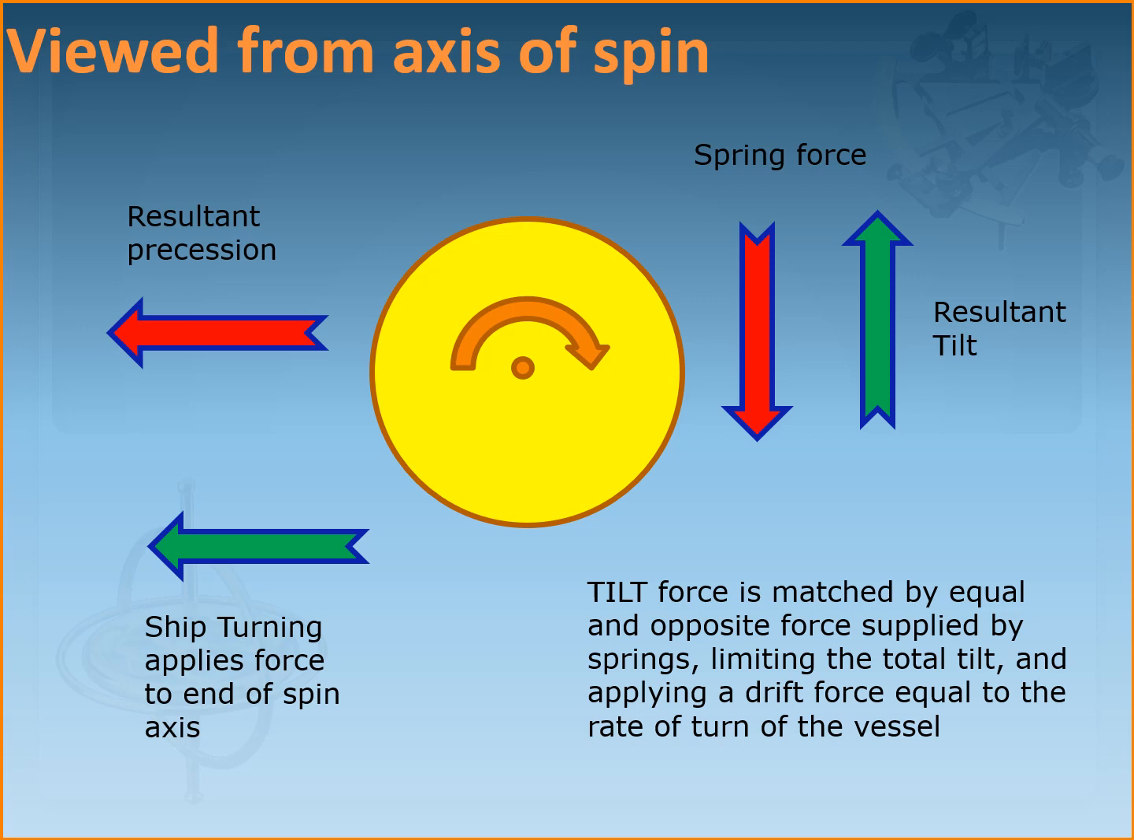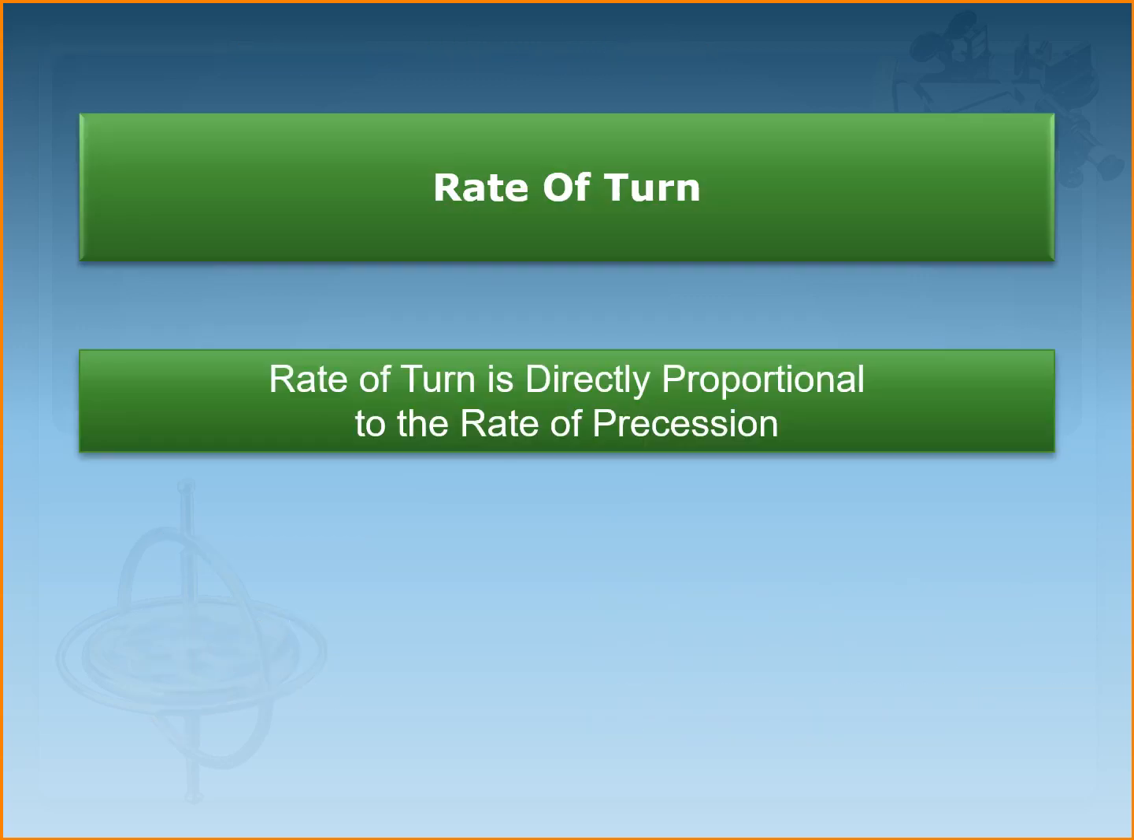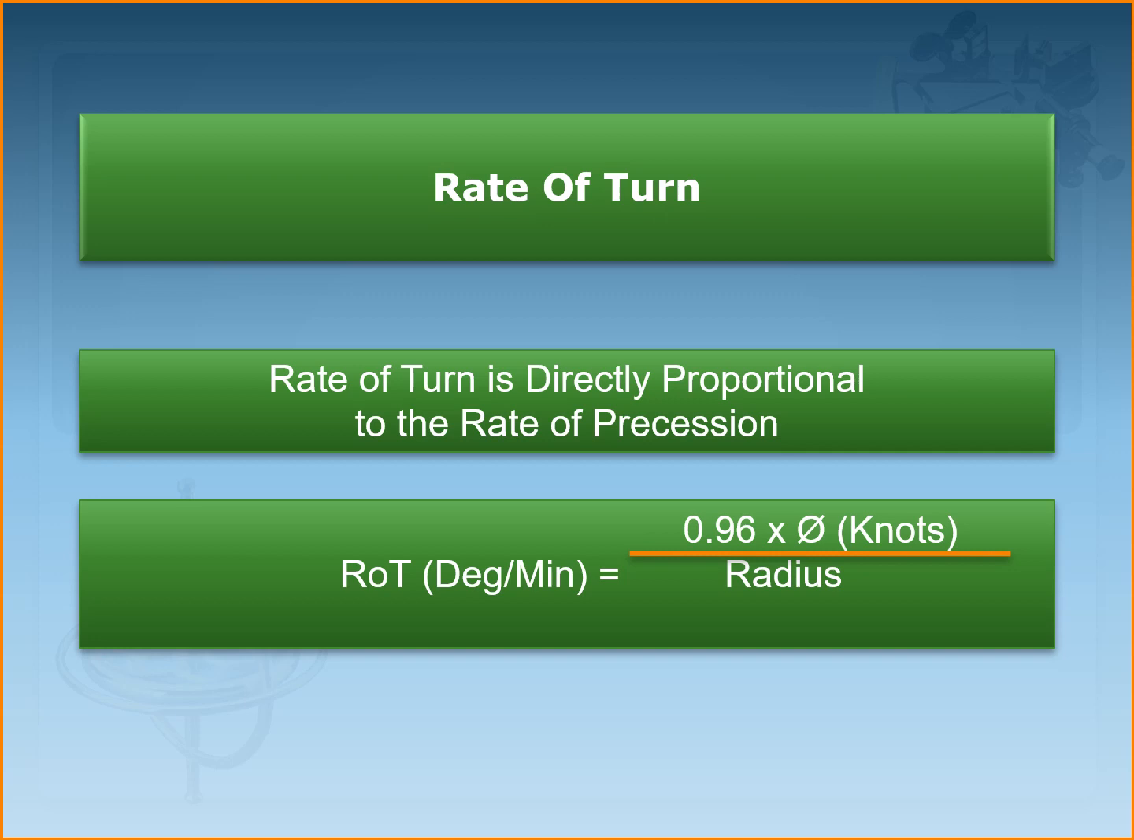Now if we move on, the formula for the rate of turn of the gyro can also be calculated. The rate of turn is directly proportional to the rate of precession, and the formula, as you see on your screens, is 0.96 multiplied by the speed of the vessel in knots, divided by the turning circle radius. The radius of the turning circle will then give you the rate of turn at which the vessel should be making that turn.